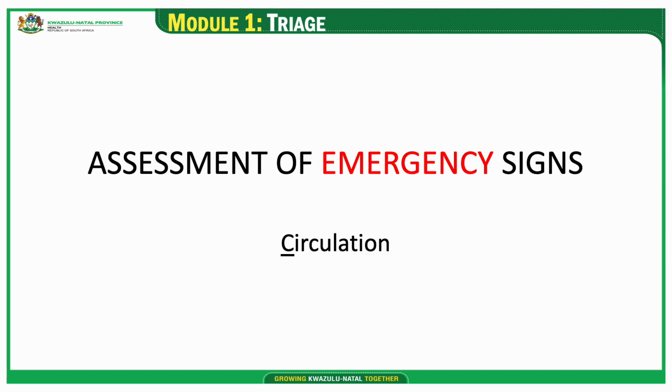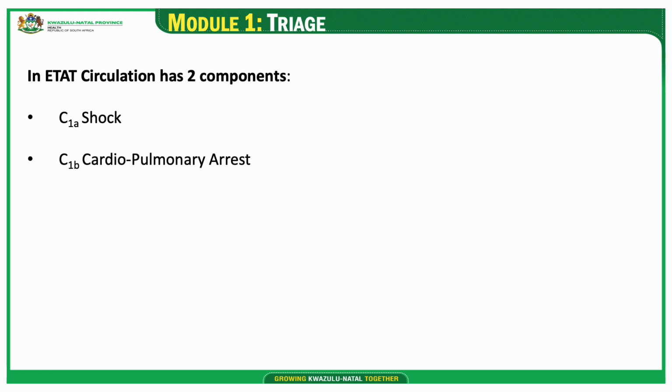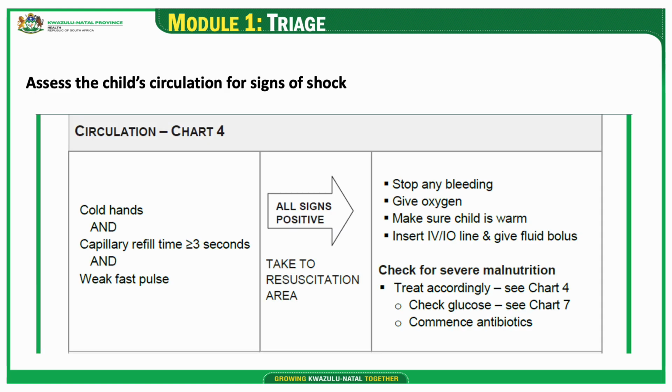Moving on to circulation, this has 2 components. C1A is shock and C1B is cardiopulmonary arrest. For those of you familiar with ETAT in the past, we used to only assess shock. However, we have now introduced the cardiopulmonary arrest module. Chart 4 refers to the management of circulation.